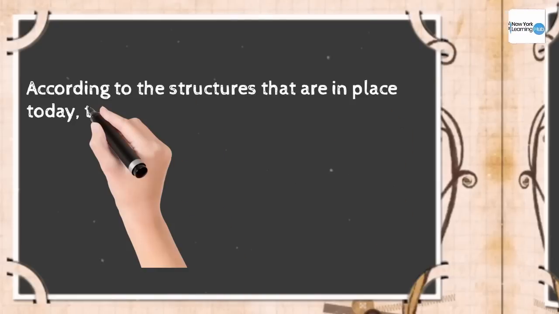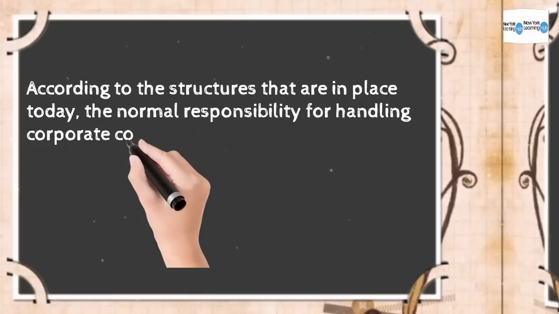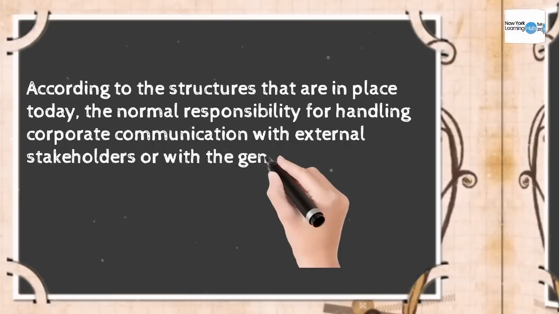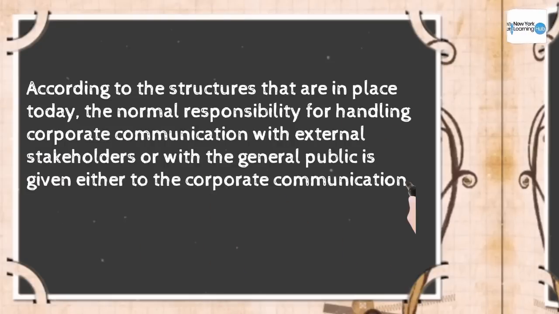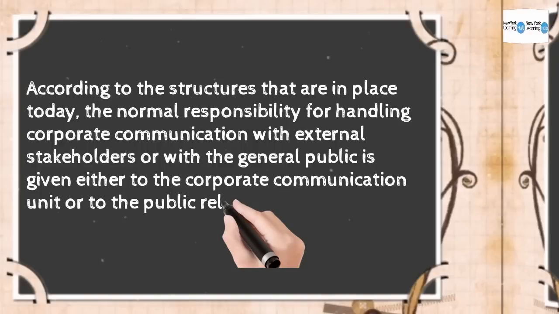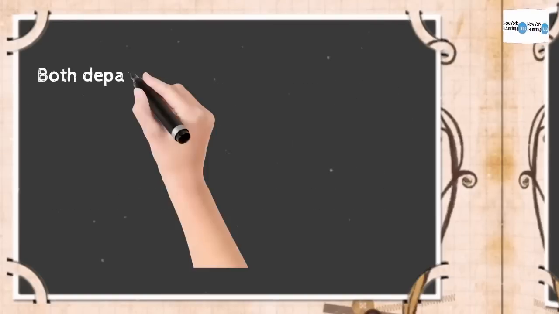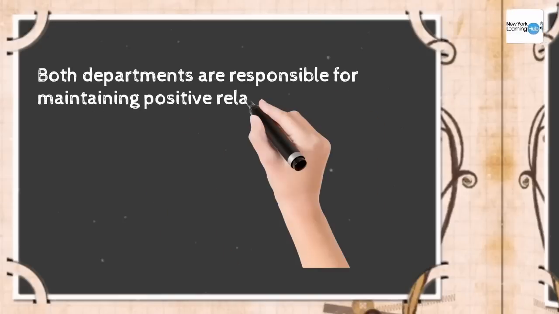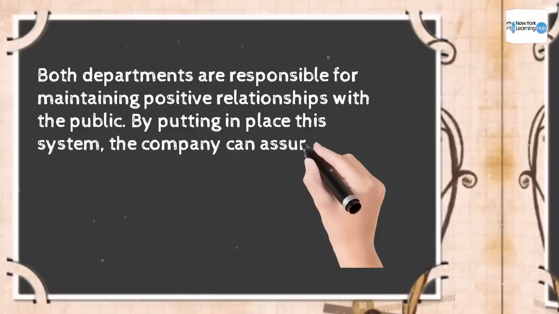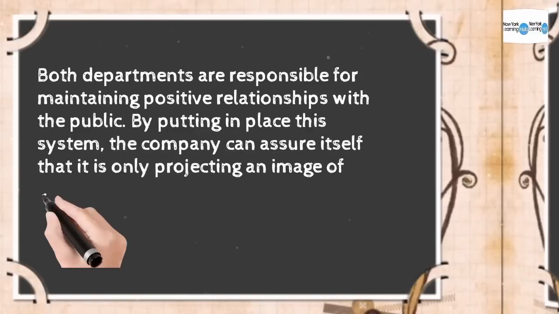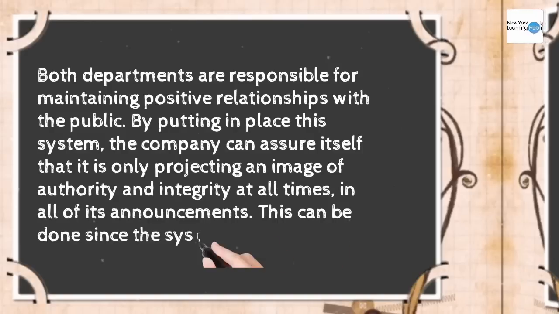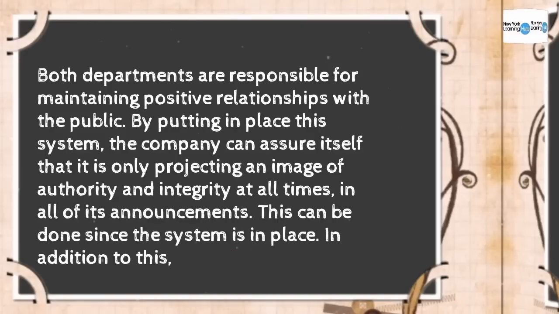According to the structures that are in place today, the normal responsibility for handling corporate communication with external stakeholders or with the general public is given either to the corporate communication unit or to the public relations department. Both departments are responsible for maintaining positive relationships with the public. By putting in place this system, the company can assure itself that it is only projecting an image of authority and integrity at all times in all of its announcements. This can be done since the system is in place.